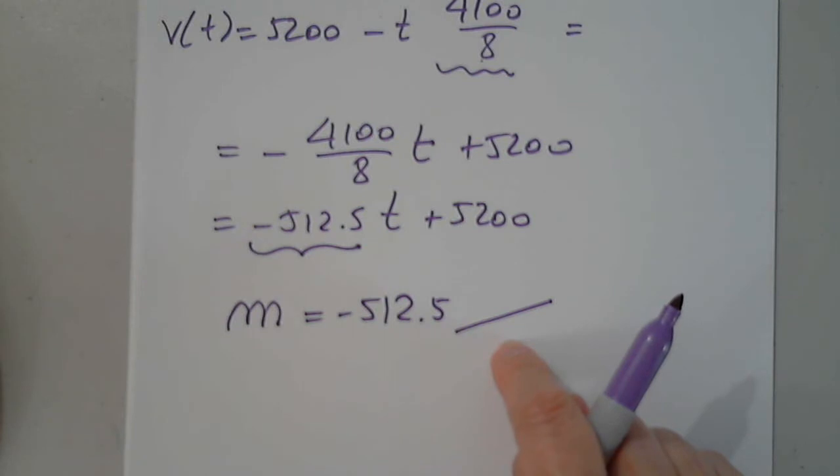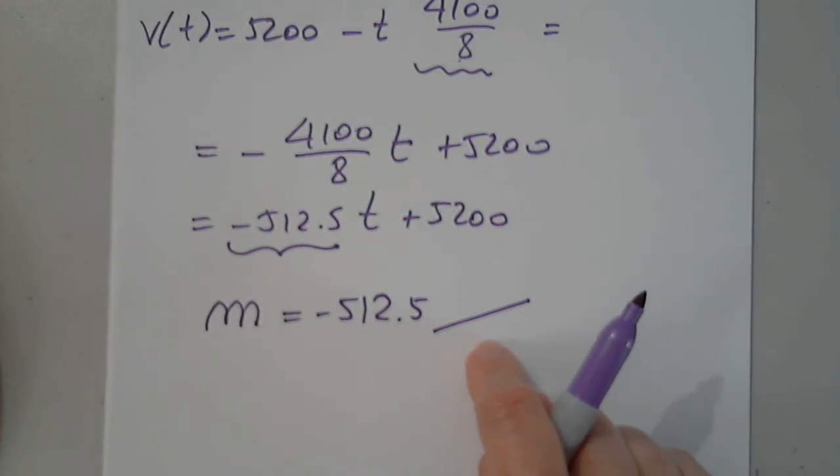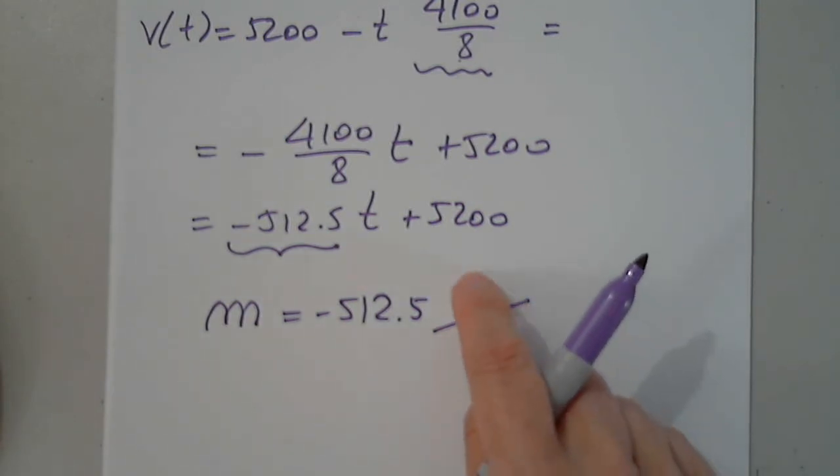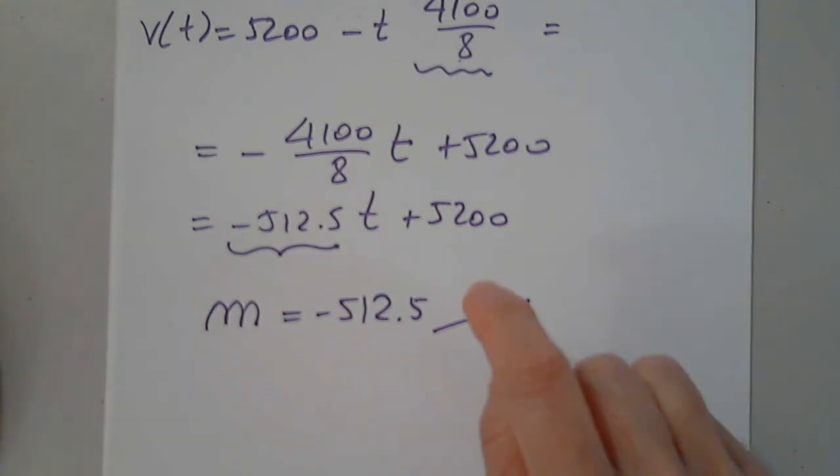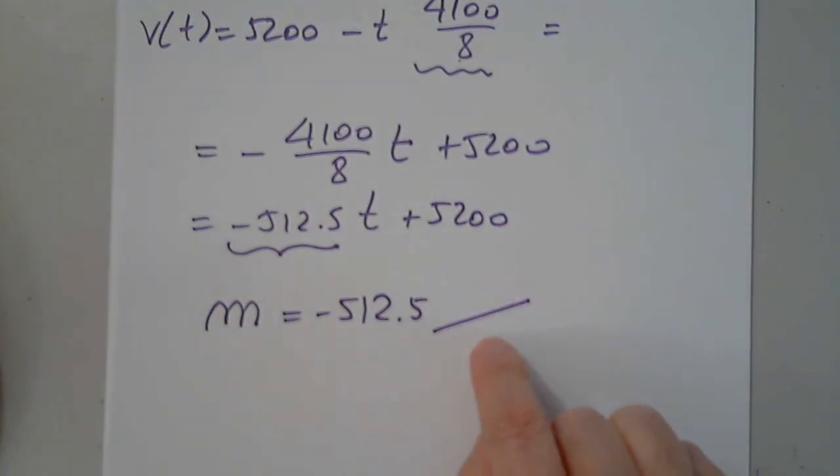Because if you ask me, you're driving, and I say yes, what's your speed? I'm not going to say 30 miles. I'm going to say 30 miles per hour. So what do I write? This comes from the y variable, and this has to come from the x variable.